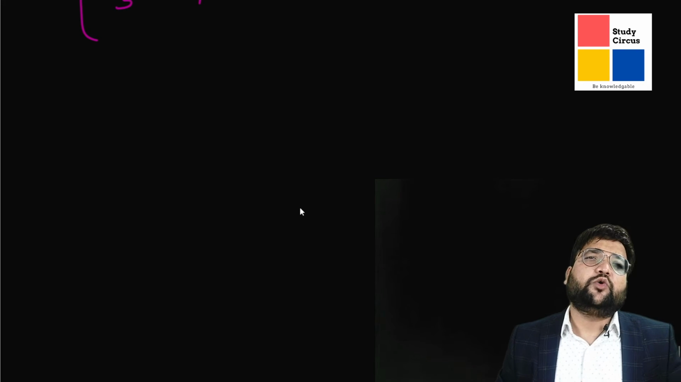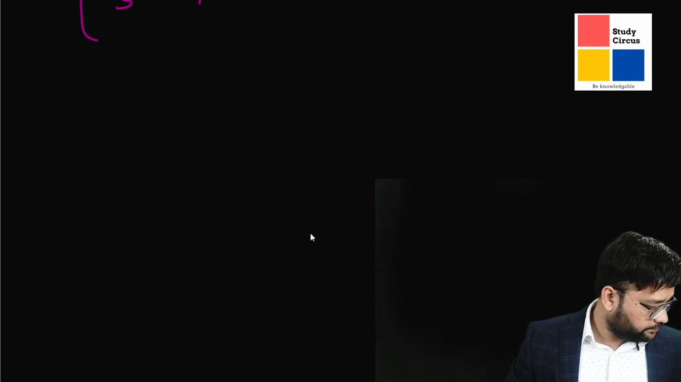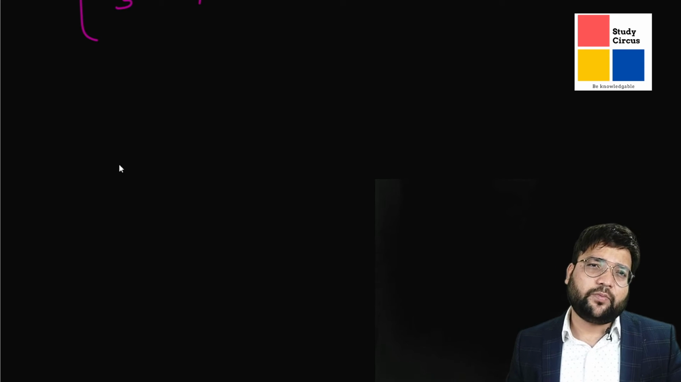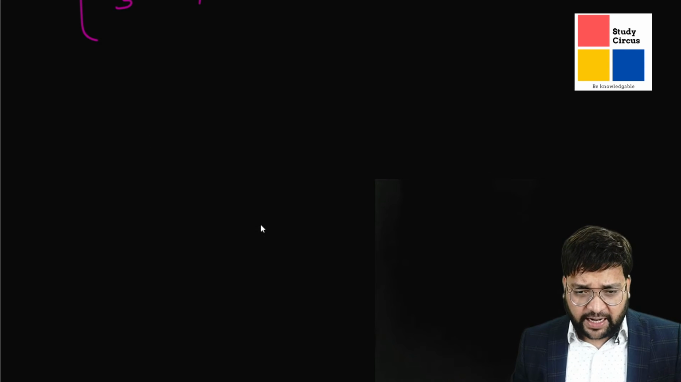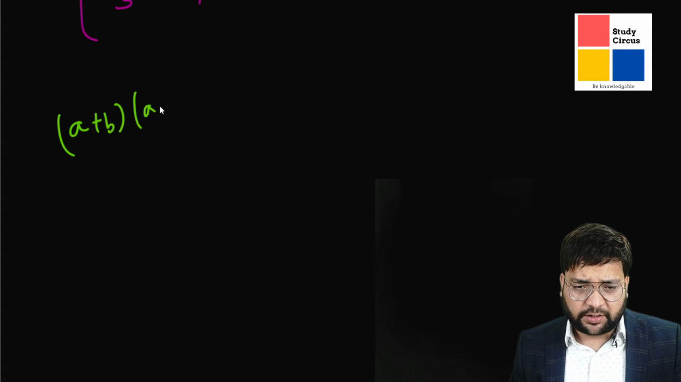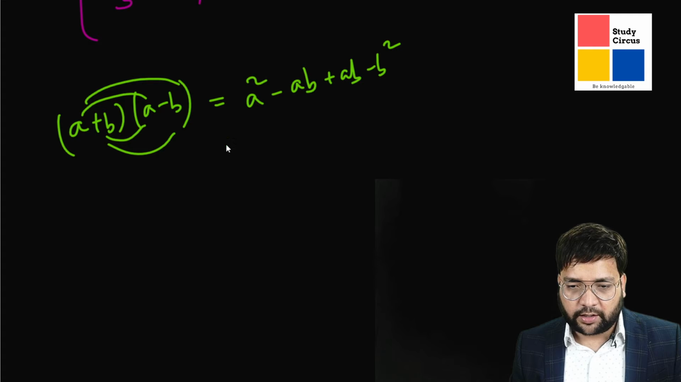Now we'll see what we mean by the rationalization of the denominator. So before learning the rationalization of denominators, this identity we must be knowing. What is this? Let's find out. (a plus b) and (a minus b), where a and b are any numbers. If we multiply, a into a is a square, then a into minus b is minus ab, then b into a is plus ab, and then b into minus b is minus b square, right? So this cancels out. This is a square minus b square.